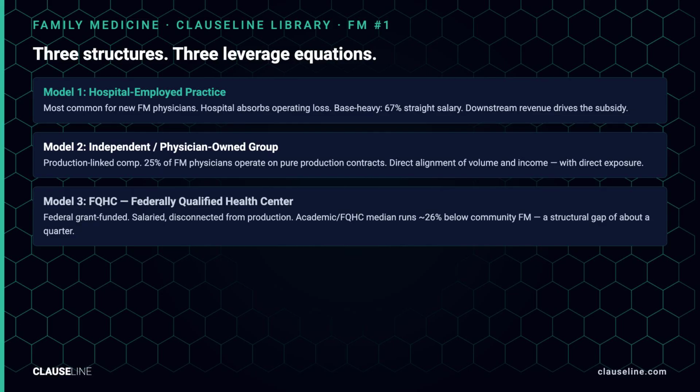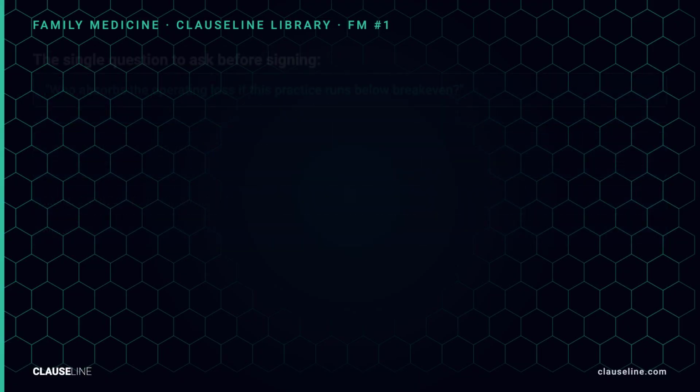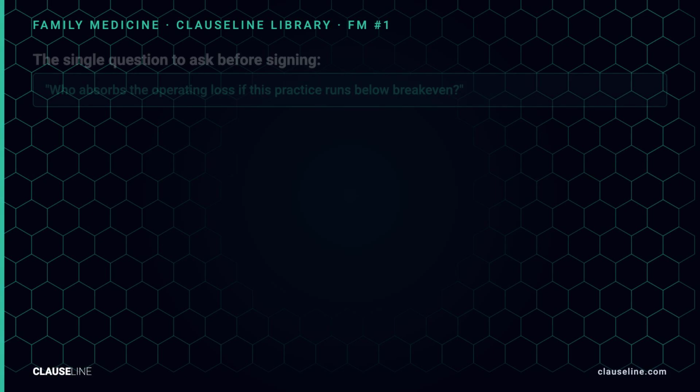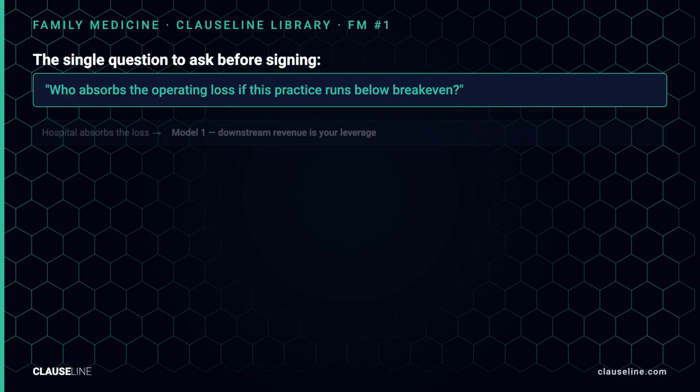Model 2. The independent or physician-owned group. These practices operate outside a hospital system. Compensation is more production-linked. The same 2025 data shows a quarter of family medicine physicians operate on contracts where 0% is base salary, meaning pure production. These practices cannot absorb operating losses from a system balance sheet. What you collect is closer to what you earn, which creates more direct alignment between your clinical volume and your income. The trade-off is exposure. If the panel is thin, the revenue is thin, and the comp follows.